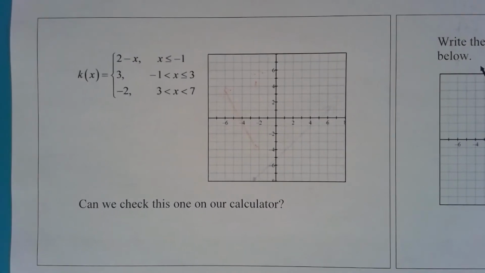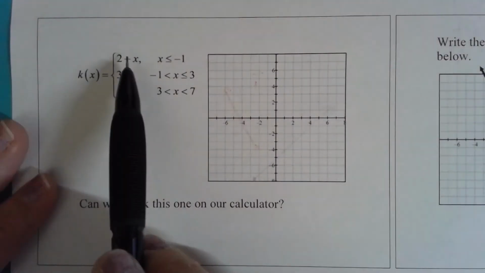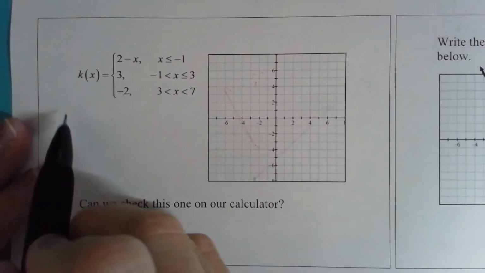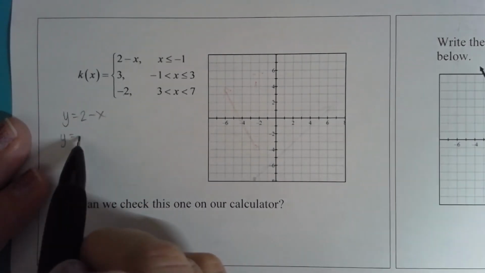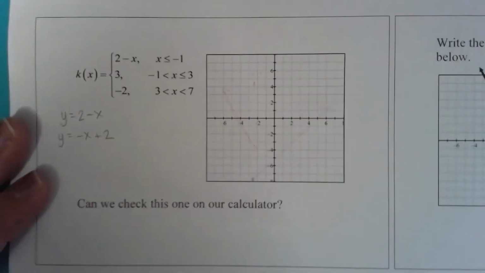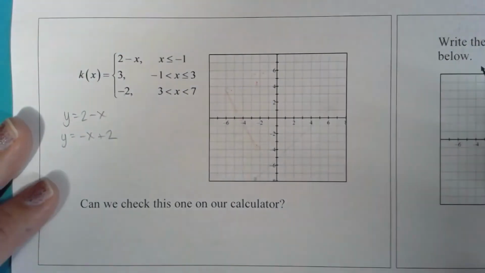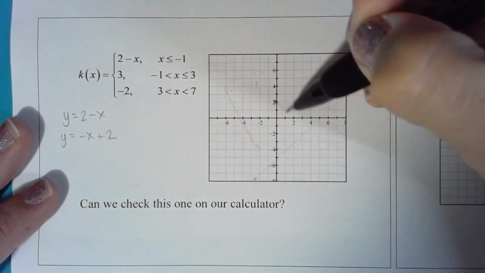Let's take a look at this one. So again, we've got pieces. This time we've got 3 pieces. So the first one says y equals 2 minus x, which we did something like that already. If you would like, call it negative x plus 2. So I have a y-intercept of 2 and a slope of negative 1.